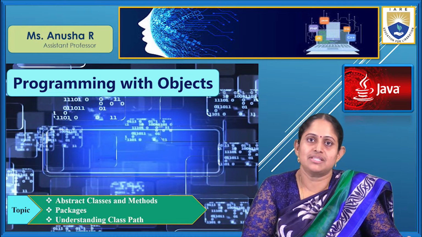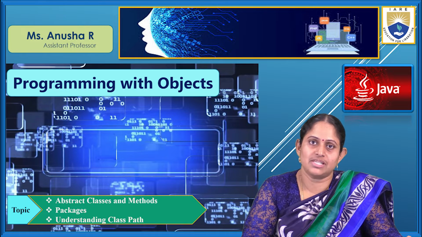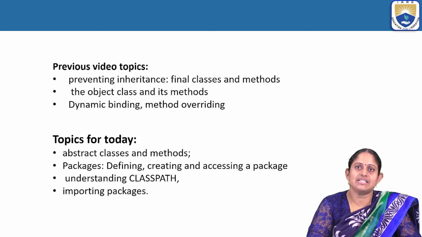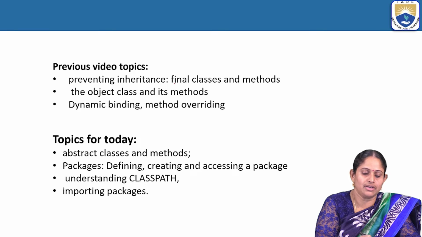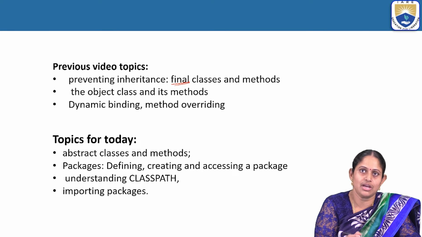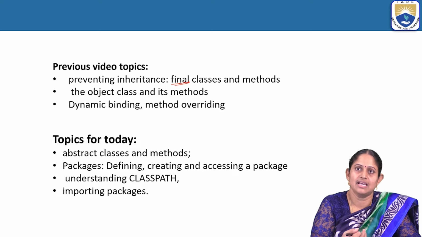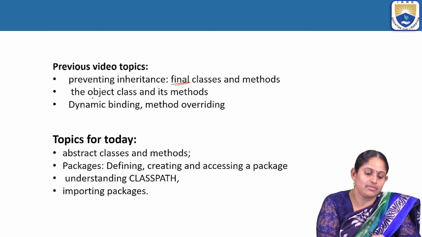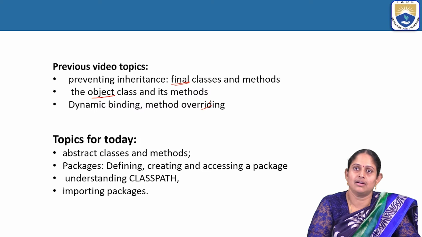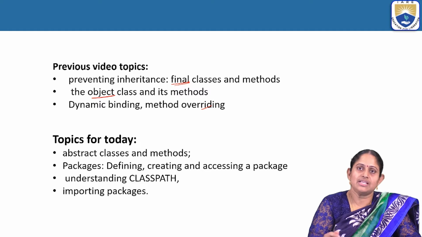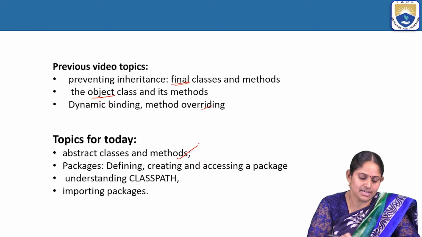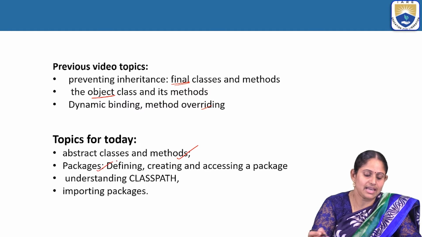In my videos, I am discussing the subject Programming with Objects based on Java. In the previous session, we discussed the use of the final keyword, how it can be used to prevent inheritance, to create constants, and to stop method overriding, the Object class and its methods, and dynamic binding or runtime polymorphism. In today's class, we will be discussing abstract classes, packages, and interfaces.